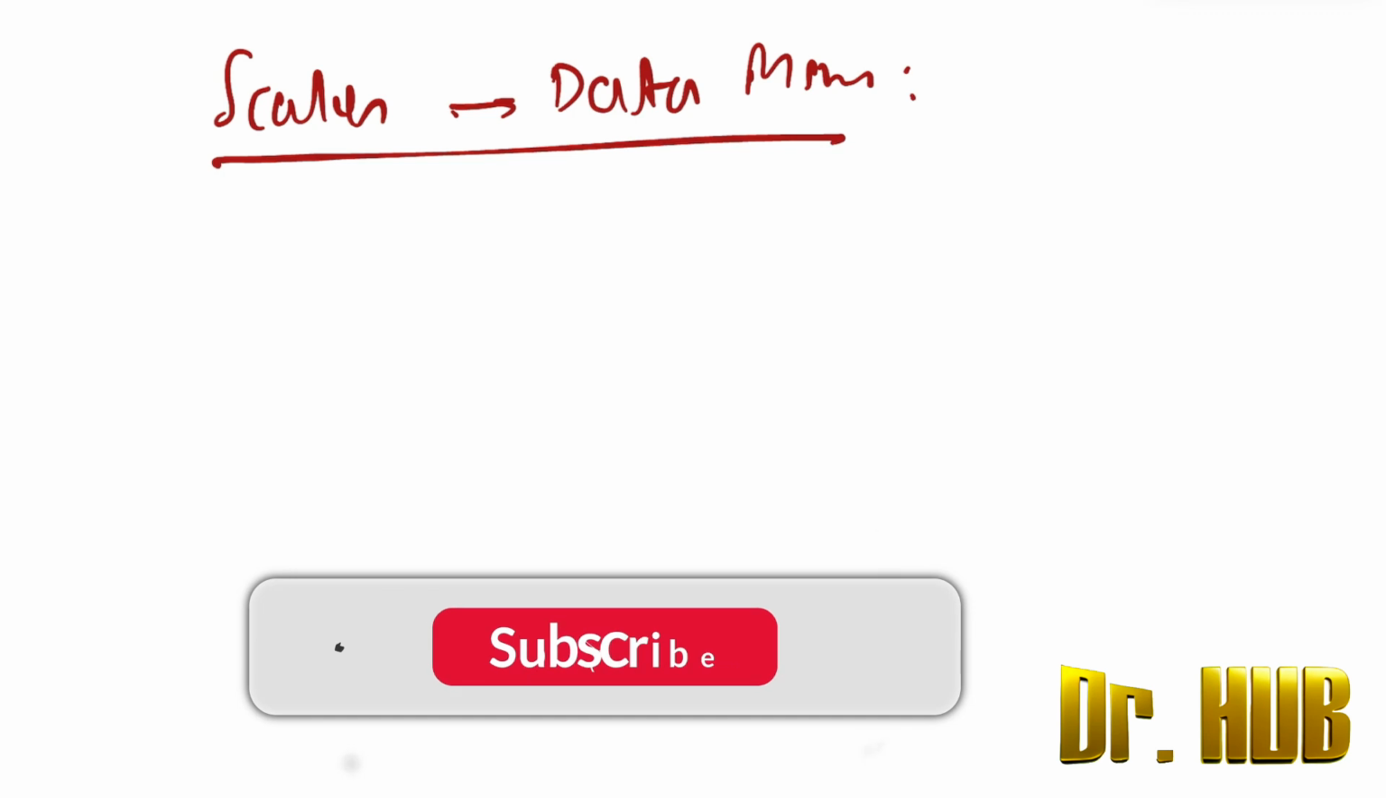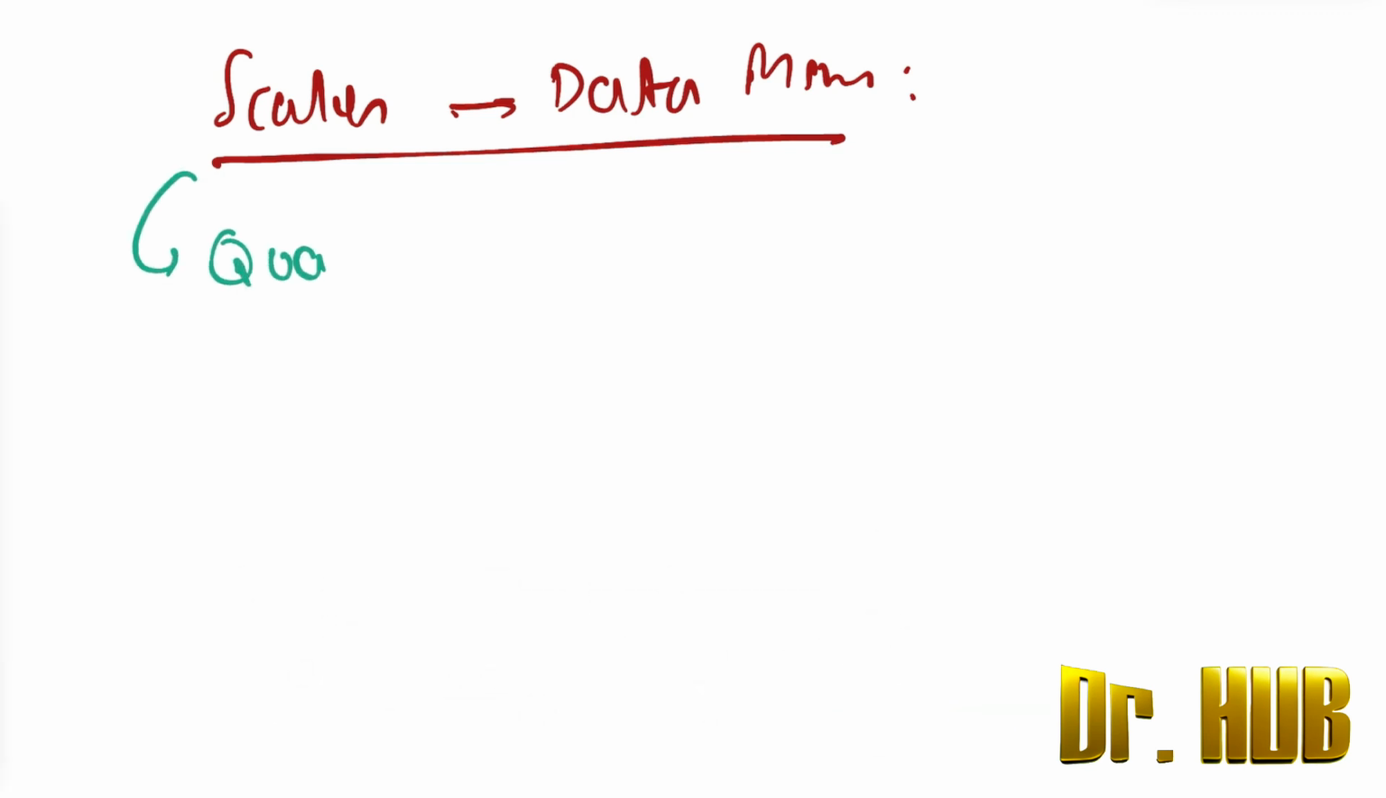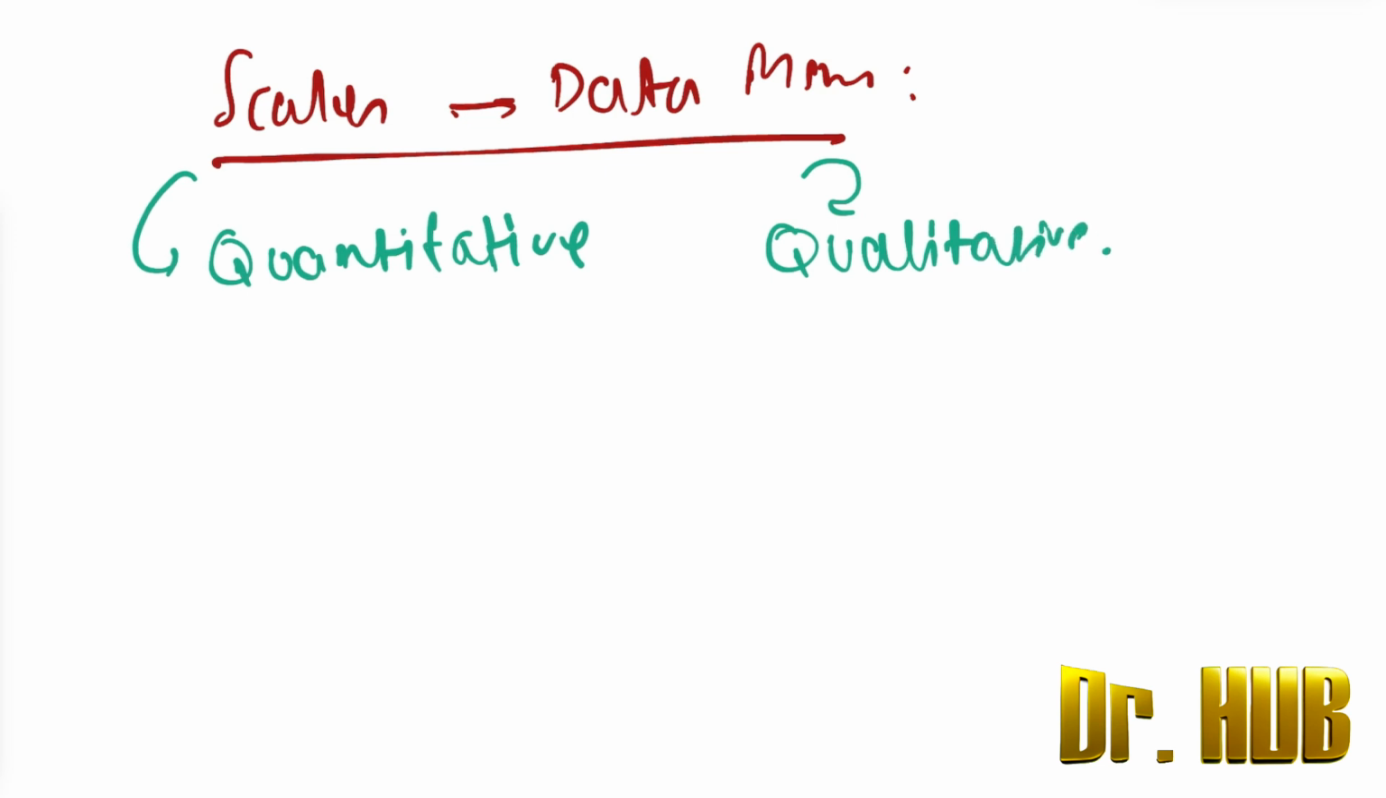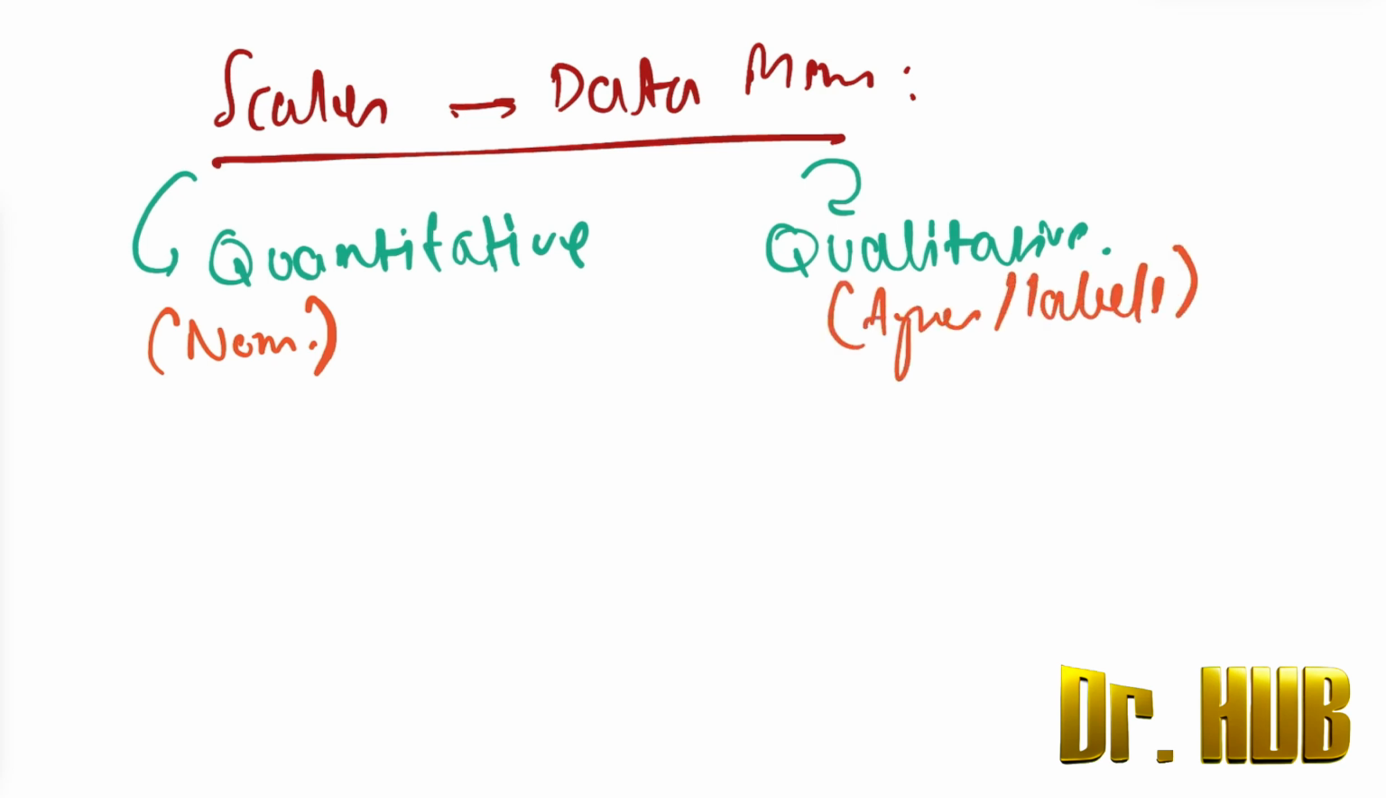Today we'll look at the scales of data measurement. To begin with, data can be quantitative or qualitative. Quantitative means there are numerical values, and qualitative means it can be types as well as labels.